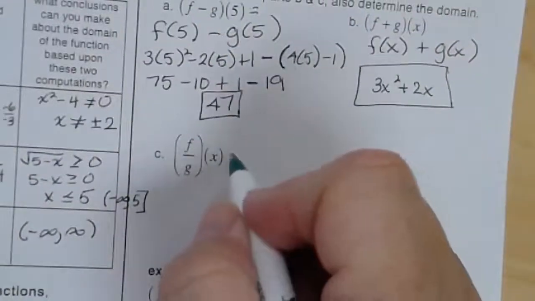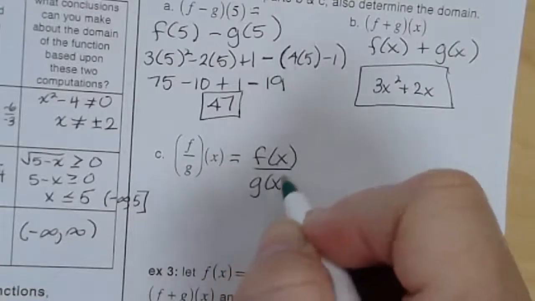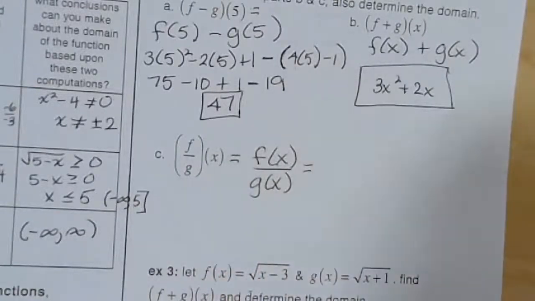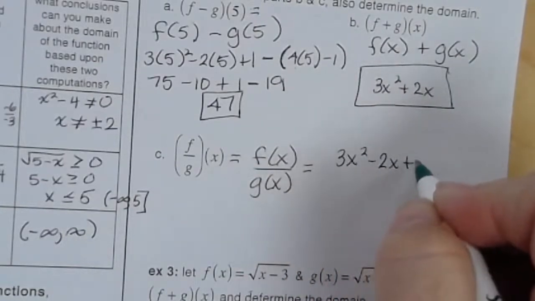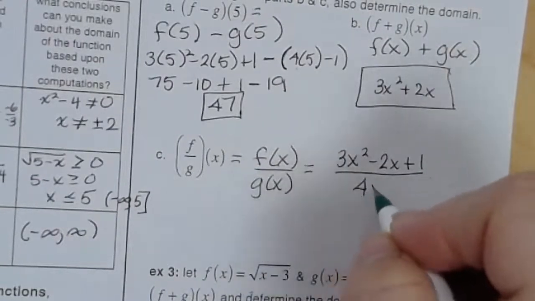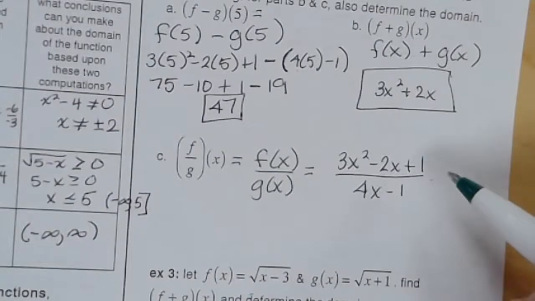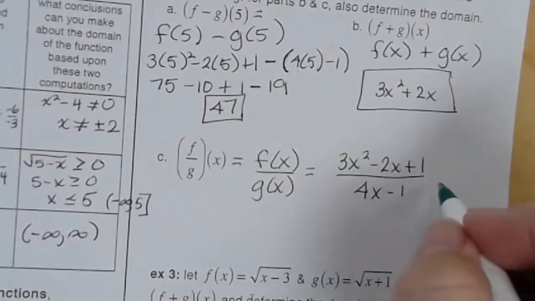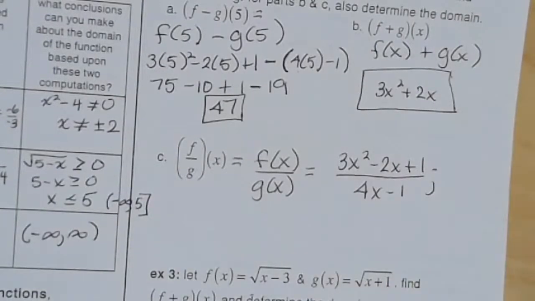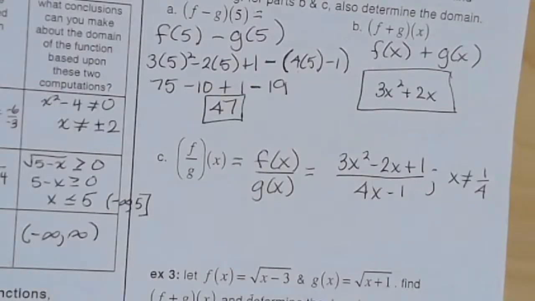This next one just means f of x over g of x. So if we write this out, we get 3x squared minus 2x plus 1 over 4x minus 1. Then we can look at, okay, can this be factored? No, it cannot. So are there any restrictions on this? Yes. You can't have a 0 in the denominator, so x cannot equal 1/4.